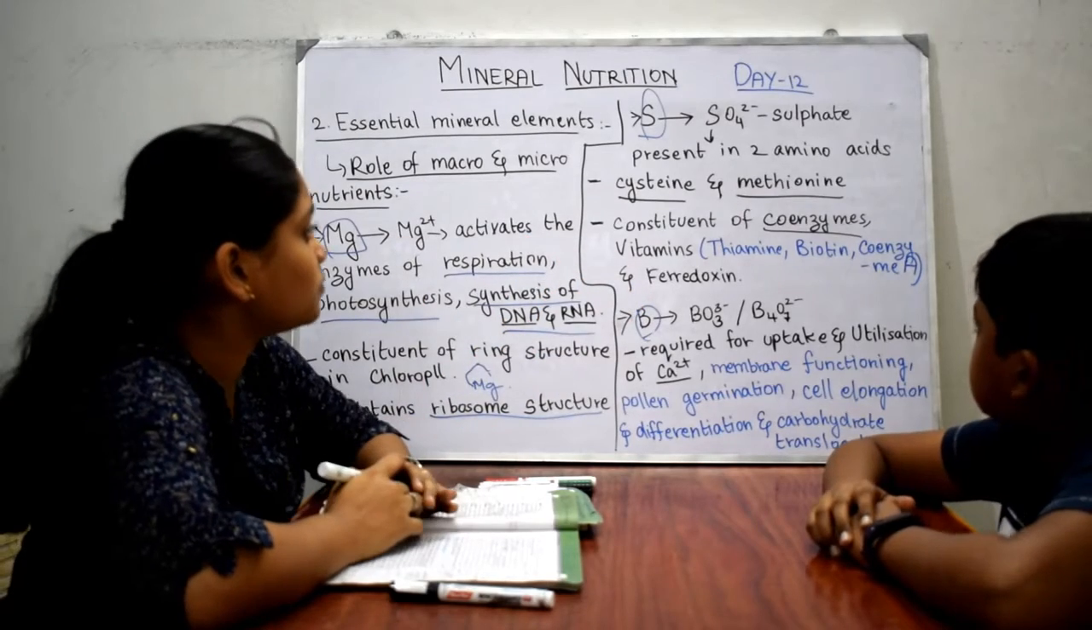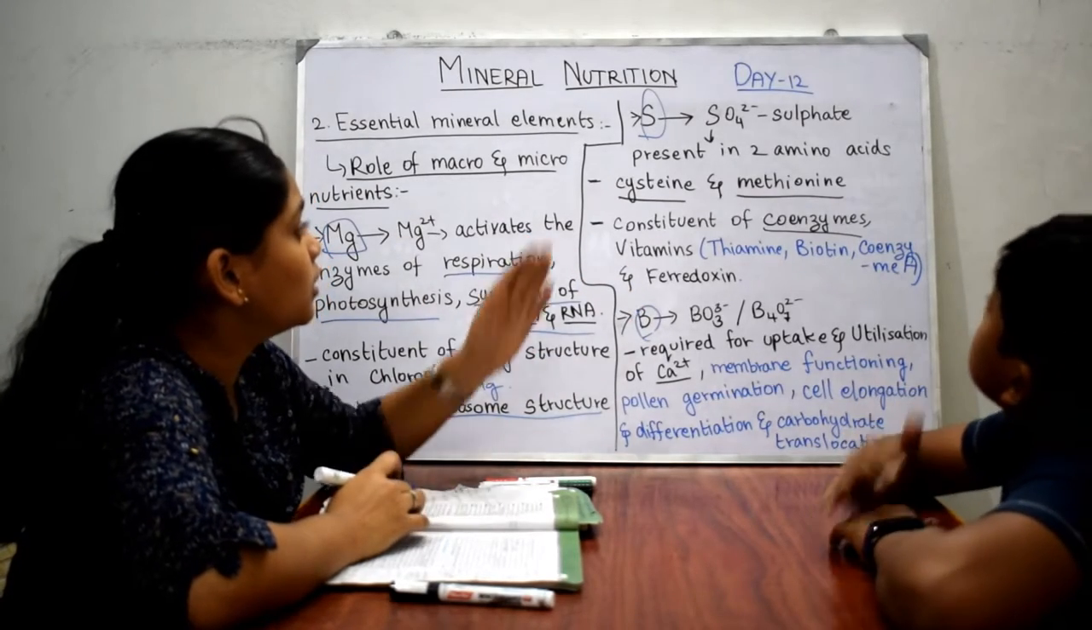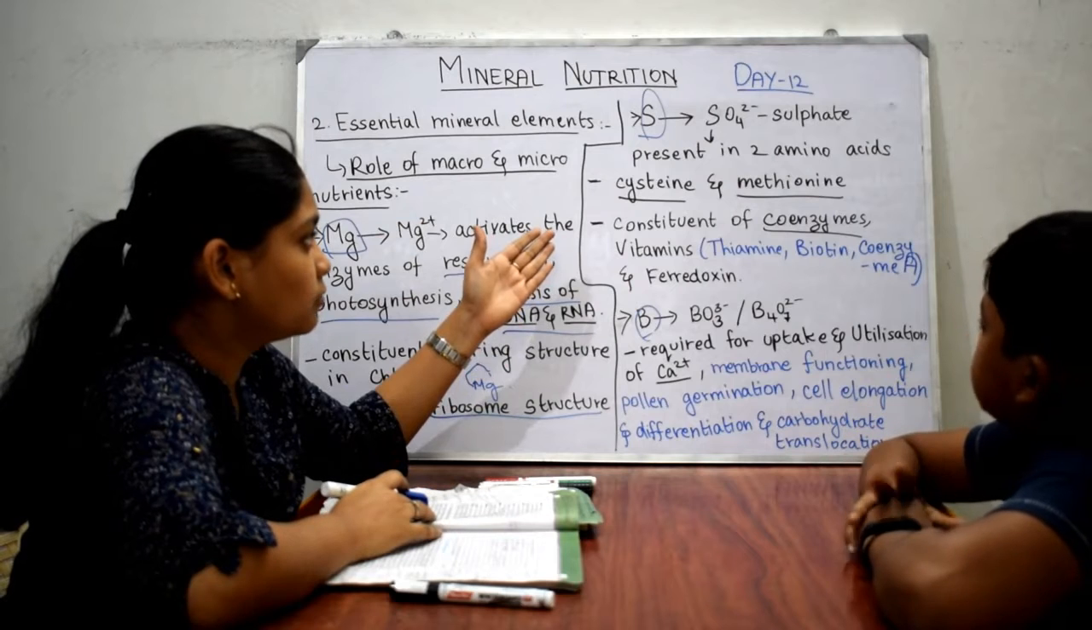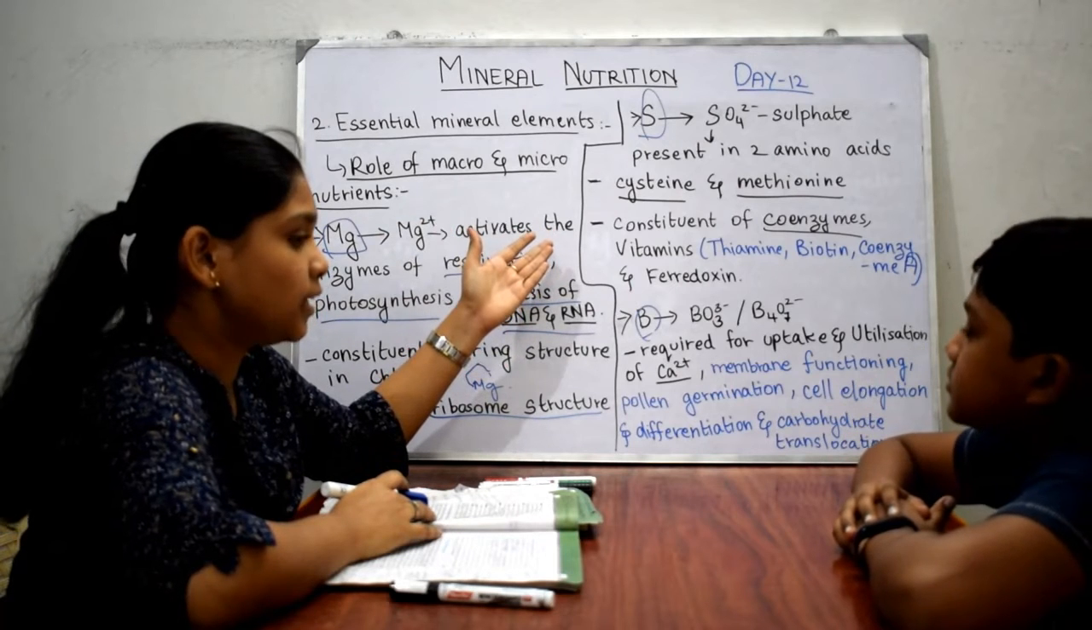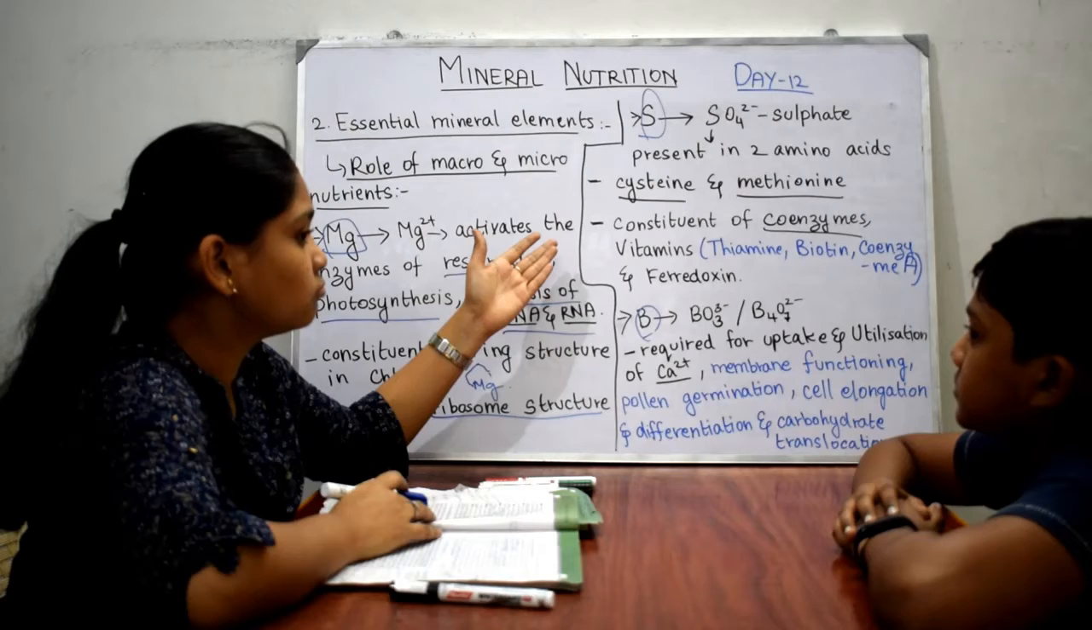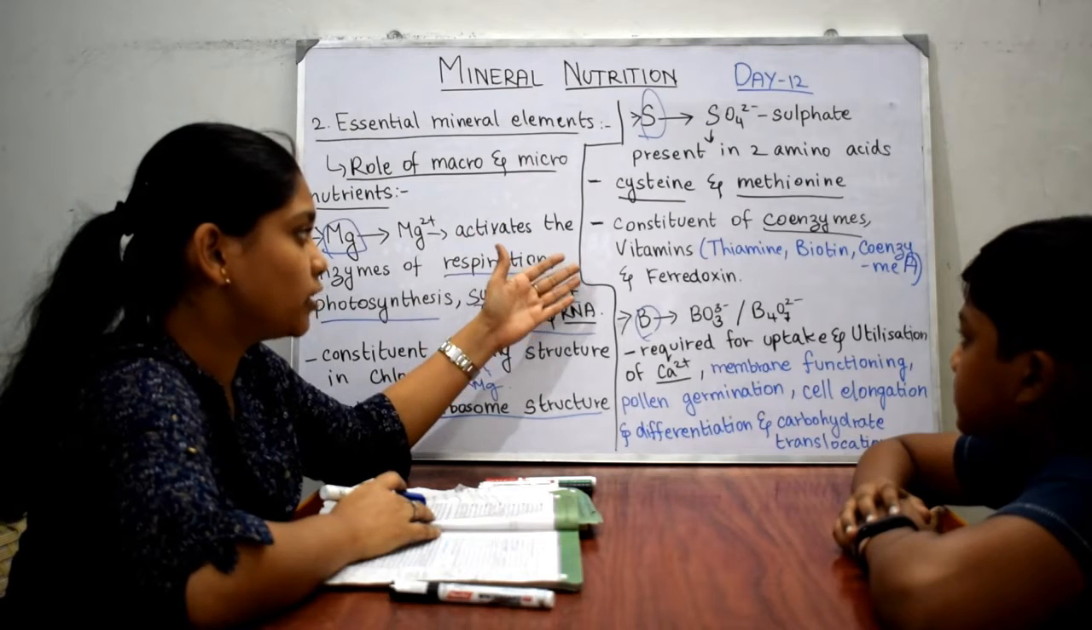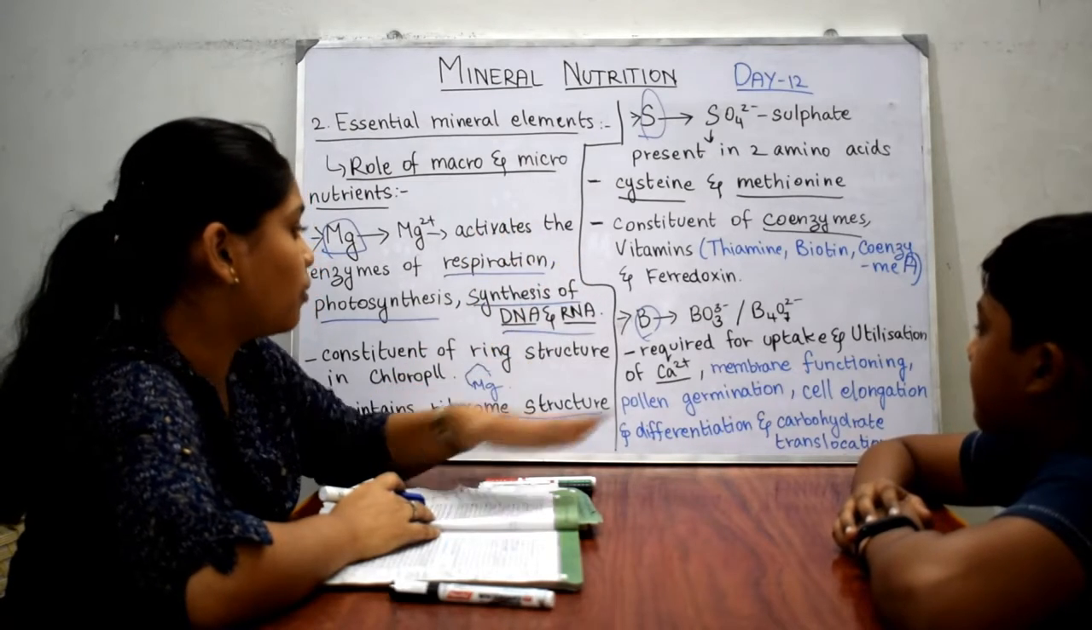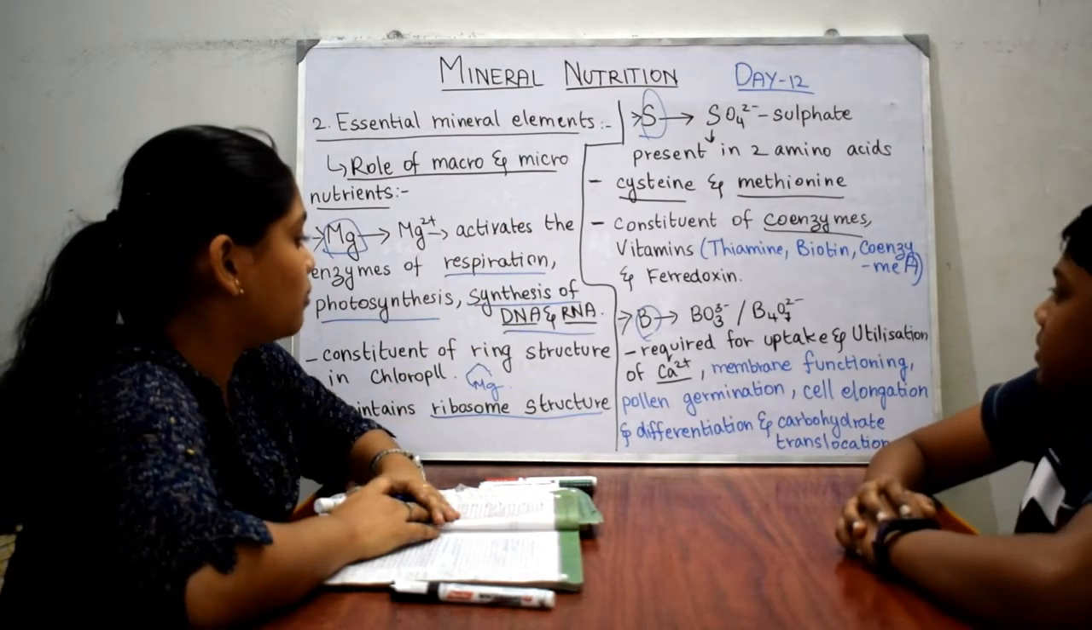So sulfur is absorbed as sulfate, present in the amino acids cysteine and methionine, and it is a constituent of coenzymes, vitamins and pyridoxine. This is very important. And next, the element is boron.